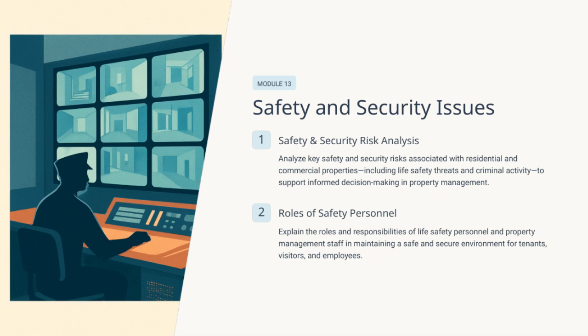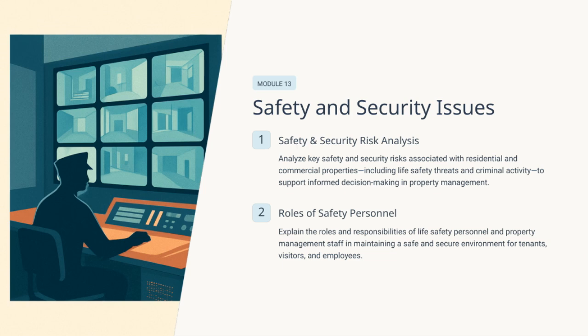On the other hand, property management staff focus on maintaining a secure environment through policies, tenant communication, and security measures. They coordinate with safety personnel, oversee security systems, and ensure that access controls are in place. A key part of their responsibilities is analyzing the risks associated with both residential and commercial properties. This means understanding the specific threats, whether they're life safety threats like fire hazards or criminal activity such as theft or vandalism. By conducting thorough safety and security risk analyses, management can make informed decisions about where to allocate resources and how to improve safety measures. This proactive approach helps reduce risks and enhances the overall security for everyone involved.